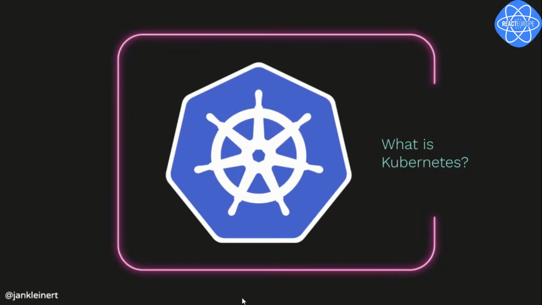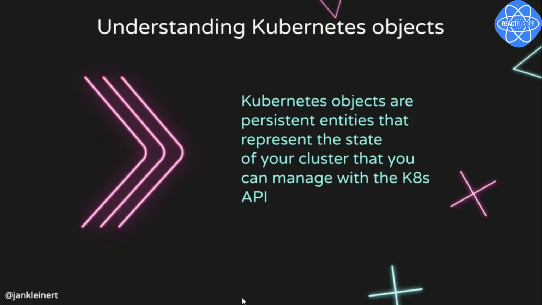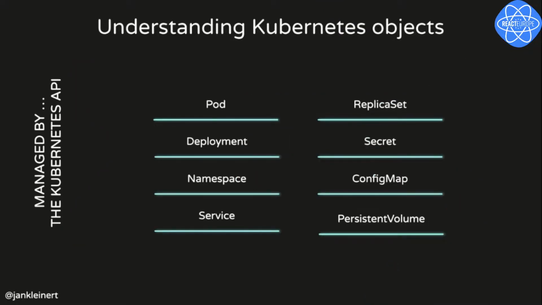The Kubernetes cluster consists of different Kubernetes objects, things like pods, services, and deployments, which we'll learn about later. These Kubernetes objects are persistent entities that represent the state of your cluster, and you can manage them with the Kubernetes API. Here's a list of some of the most common objects that Kubernetes implements: pods, deployments, namespaces, services, and so on. And you work with each of these using the Kubernetes API.